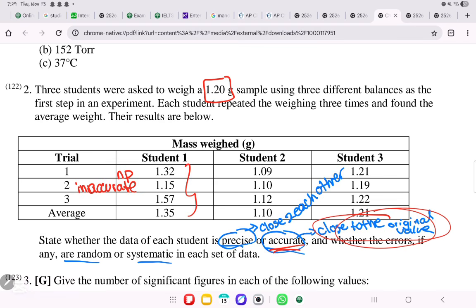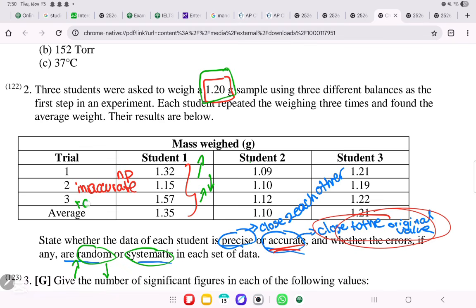Now, because it's not precise and inaccurate, we can say for sure there are going to be some errors. Now let us discuss the errors, whether they are random or systematic errors. If they are random errors, then they go both up and down, meaning the original value that I'm looking at is 1.20, right? This is greater, and this is less than. So some values are greater than 1.20, some values are less than 1.20.